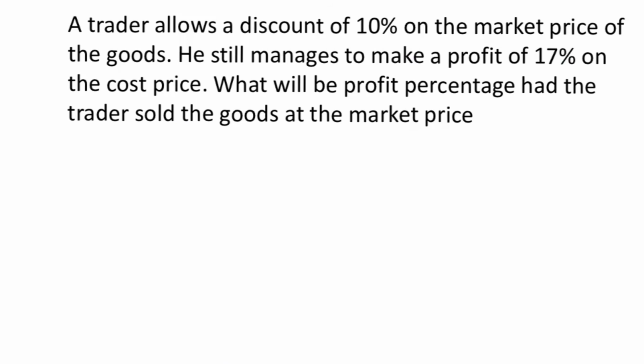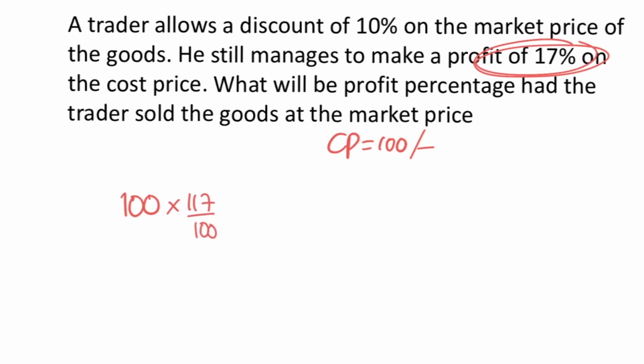A trader allows a discount of 10% on the market price of the goods. He still manages to make a profit of 17%. What will be the profit percent had the trader sold the goods at market price? See here, none of the prices are given. Whenever prices are not given, as usual, we assume cost price as 100. Cost price is 100 rupees and there is profit given. How much is profit percent? 17%. On cost price 100, I am applying profit percent. On cost price, if you apply profit percent, you will get the selling price.